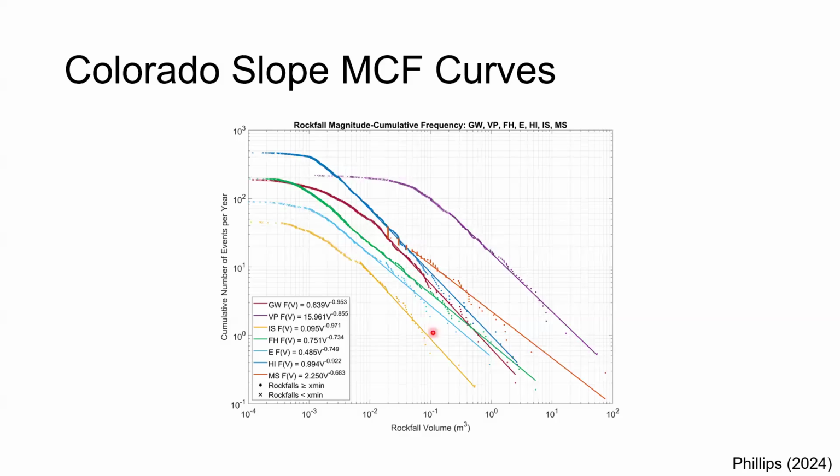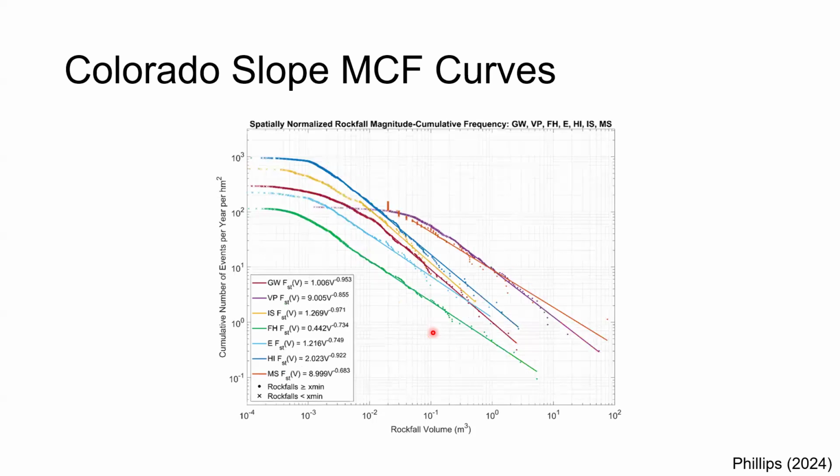But when we dig into this, what we actually find is that the slopes that are smallest have the least rockfall, and the slopes that are largest have the most rockfall. That kind of makes sense, right? For a given level of intrinsic hazard at an individual slope, if you monitor an area that's 10 times as large, you're going to see 10 times as many rockfalls. So importantly, we need to normalize by source area. Instead of looking at cumulative number of events per year, we're going to look at cumulative number of events per year per hectometer squared, which is just 10,000 meters squared.